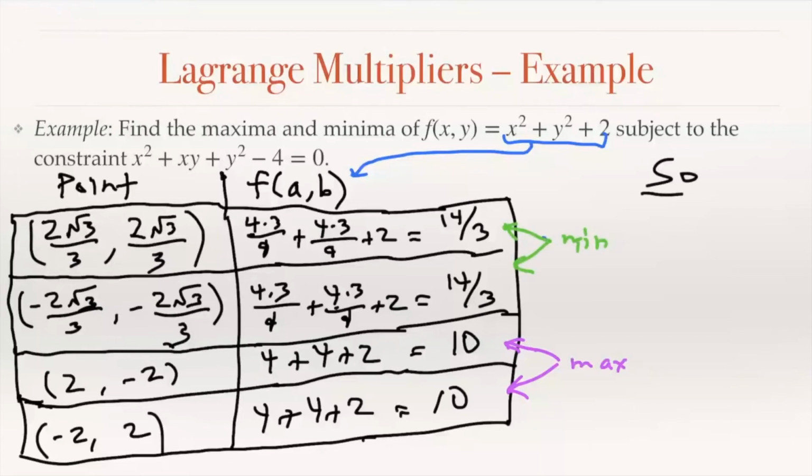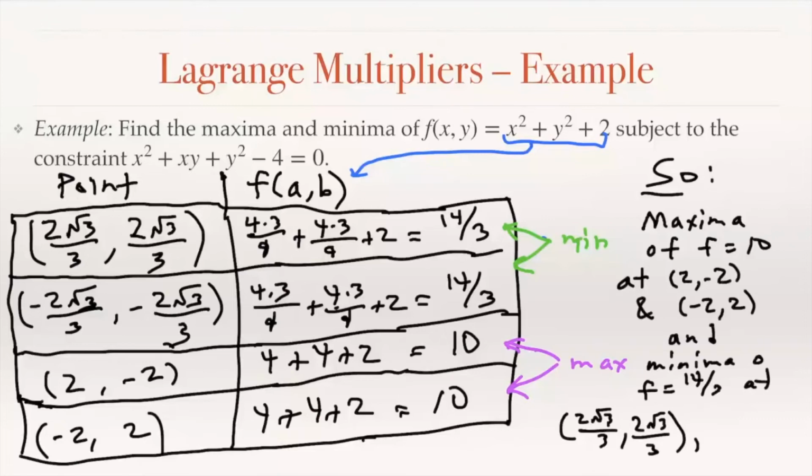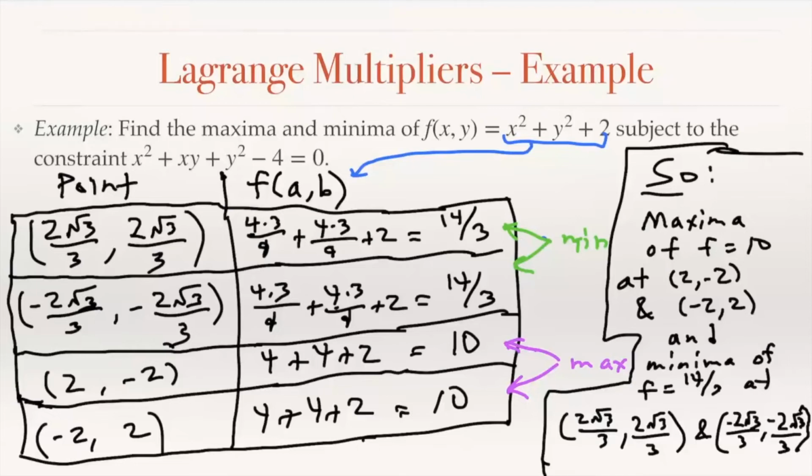So in conclusion, we would write that we have maxima of f equals 10 at 2 comma minus 2 and minus 2 comma 2. And we have minima of f equals 14 thirds at 2 root 3 over 3 comma 2 root 3 over 3 and the negative of that. So that concludes this problem. We have found the minima and maxima of this.